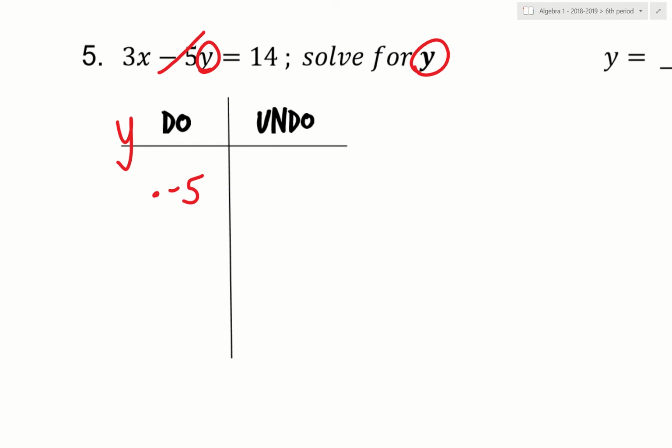Now what's happening with that 3x? Be careful. Is it subtracting? What type of 3 is that? So what's happening? Adding 3x. Okay. Then what?